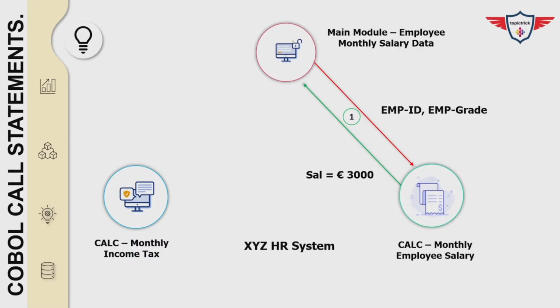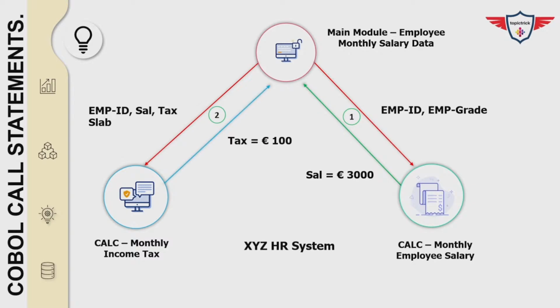Similarly, in the second call, the main program passes employee ID, salary, and tax slab as input to the second subprogram. The second subprogram calculates the tax and returns the value to the main program.